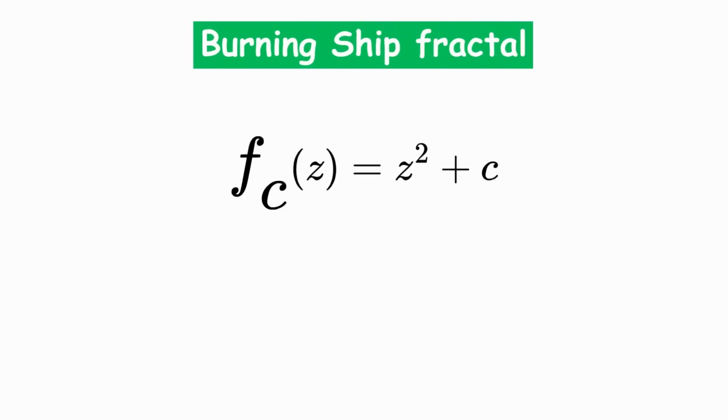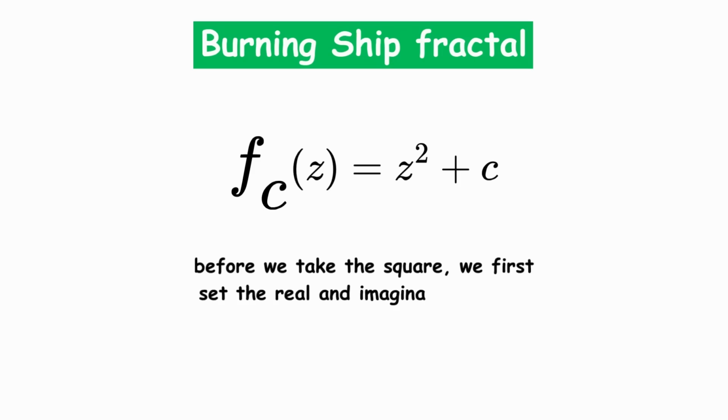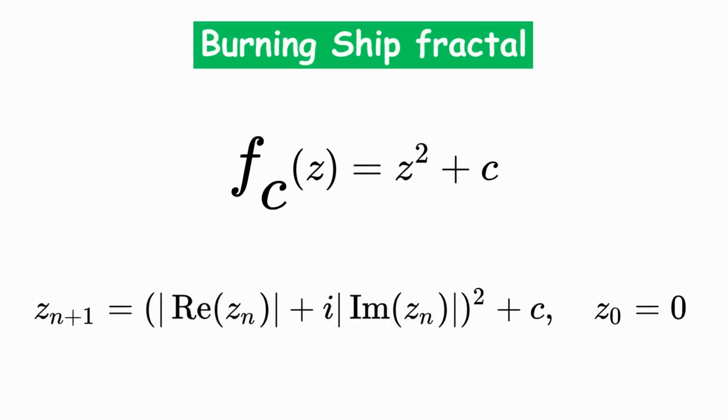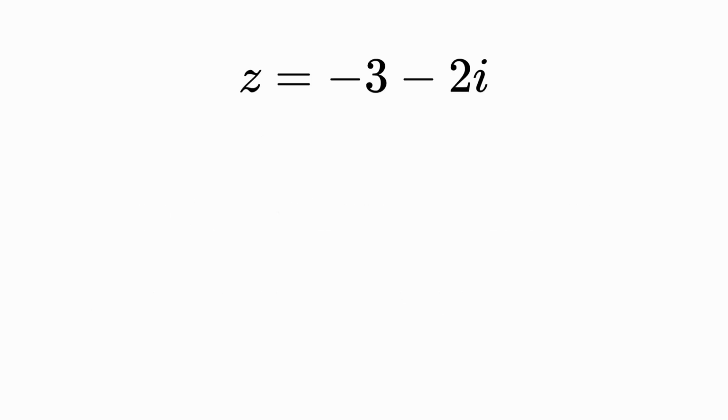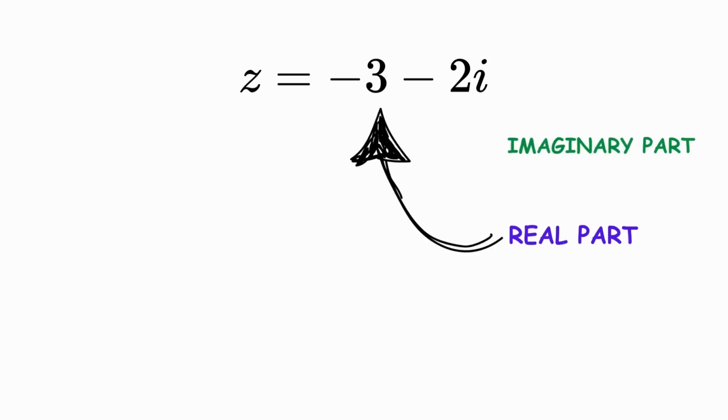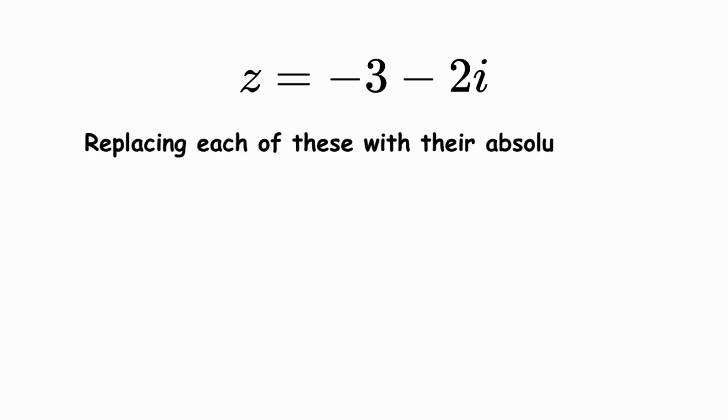The function is almost the same, but before we take the square, we first set the real and imaginary parts to their absolute values instead. That results in this function. Let's go through an example. Suppose we have the complex number z = -3 - 2i. The real part is -3, and the imaginary part is -2. Replacing each of these with their absolute value, we get the number 3 + 2i.